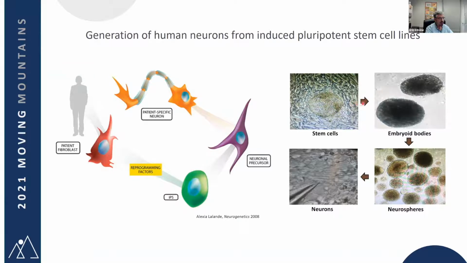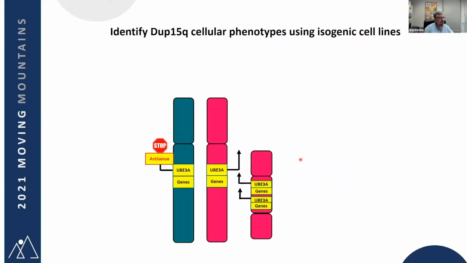They are then differentiated into embryoid bodies. That's one of the differentiation approaches we use. Stormy mentioned there's actually a couple different differentiation strategies that we use these days. But eventually we derive these neurons that are grown in culture and we can look at their functional activity. So the first component of the talk is to identify Dup15q cellular phenotypes in these neurons.